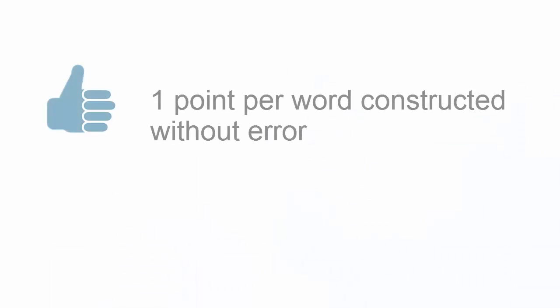You get 1 point for each word that you construct without an error and without superfluous connections. At the end of the module, you will get $1 for each point.